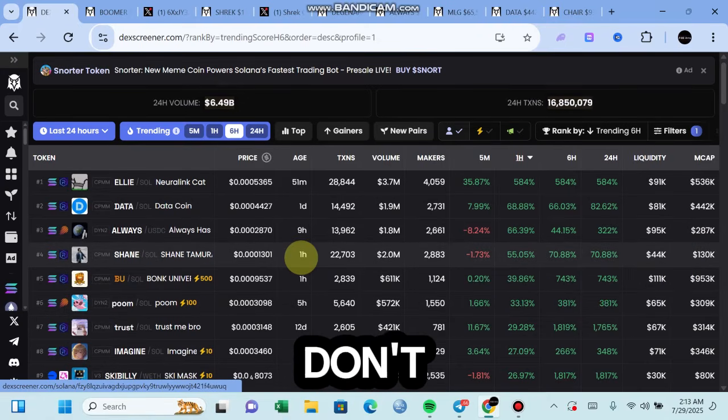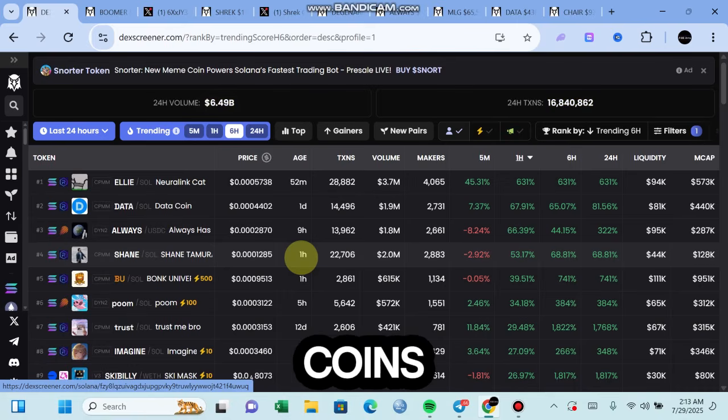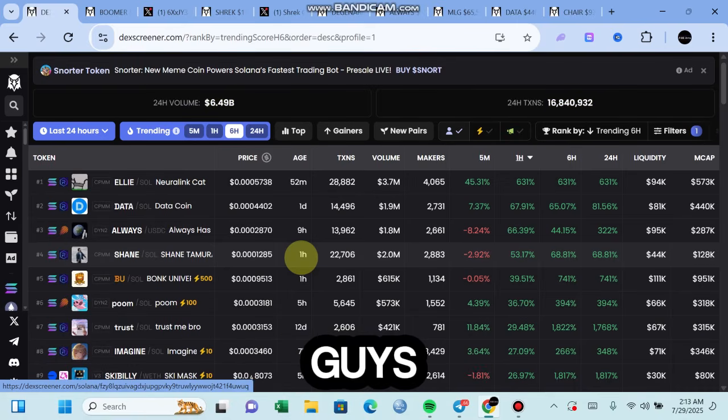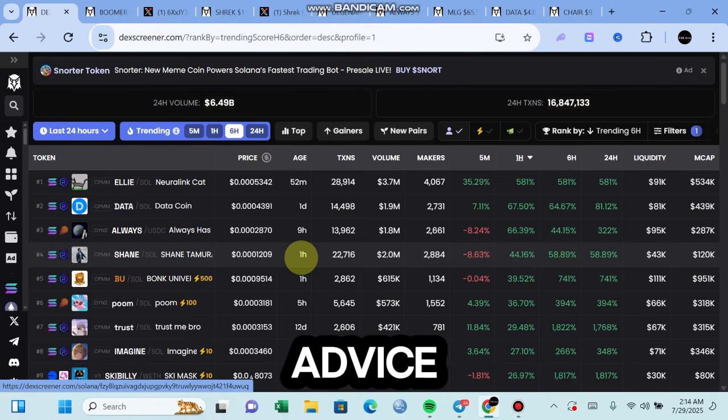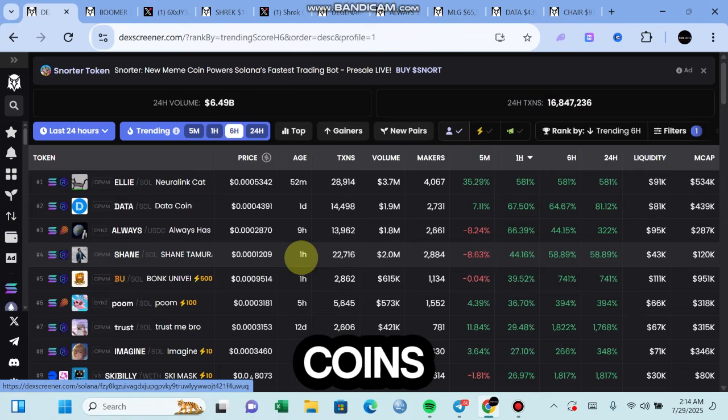So guys, do not overthink it. If you are using this to find good coins, it is very easy. What matters is if people are buying with volume and it is currently trending at that particular time. Again, do not buy a coin that is dying off or that people don't have interest in. Buy coins that people are still interested in. Again, guys, this is not financial advice. It's just a demonstration of how to find good coins.